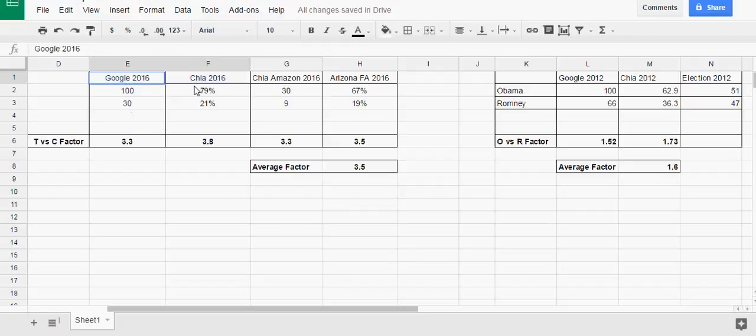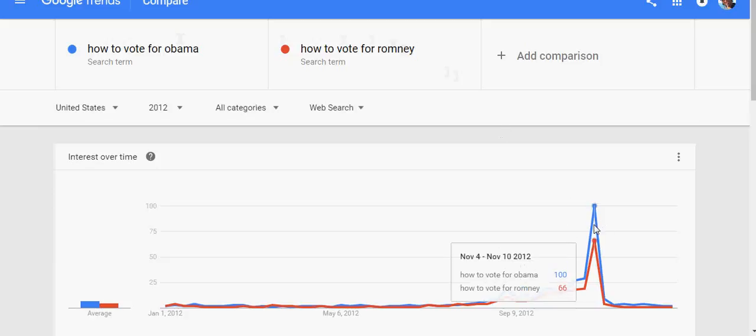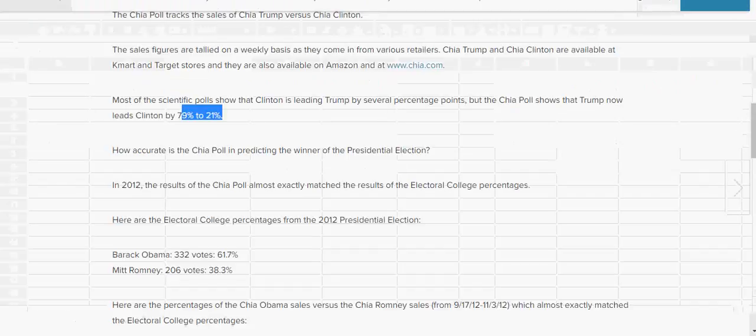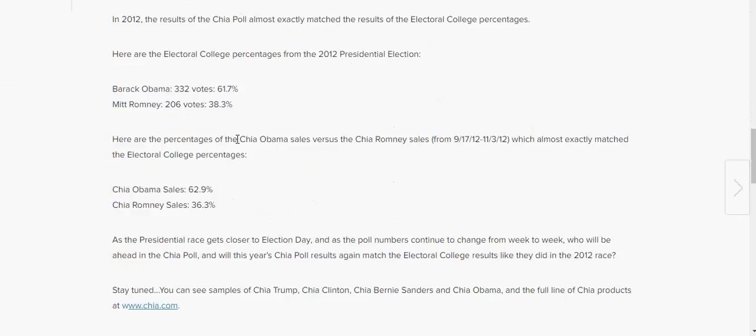And so, how accurate are these Google Trends and the Chia Pet poll? Well, looking back at 2012, we can see that for Google Trends, Obama versus Romney, how to vote for Obama versus how to vote for Romney, clocked in at 100 to 66, which means that Obama had 1.5 times the amount of search volume for the term how to vote for Obama compared to Romney.